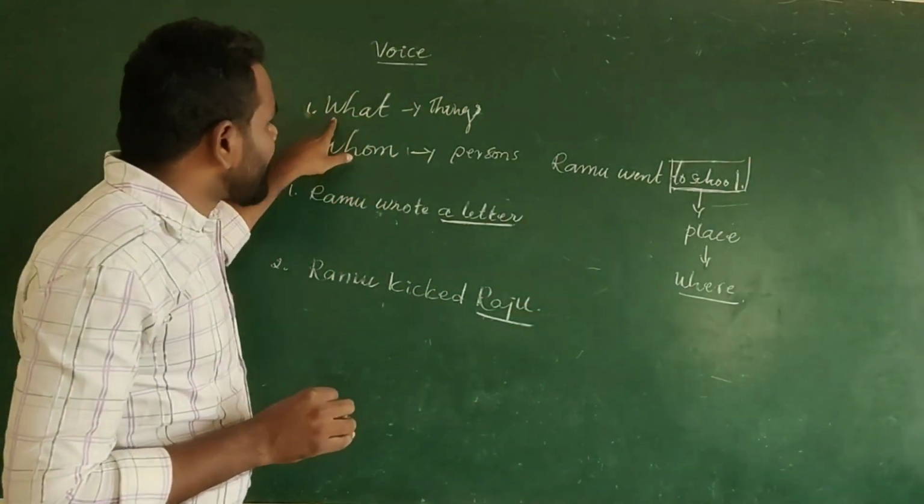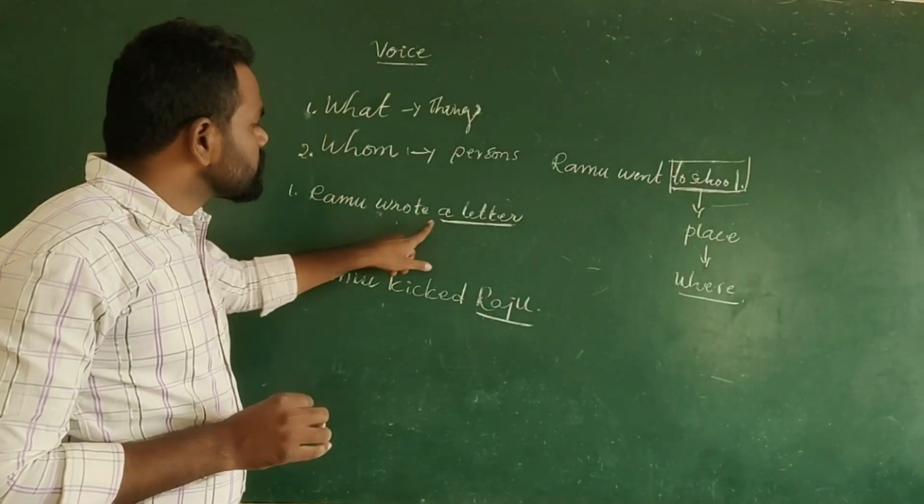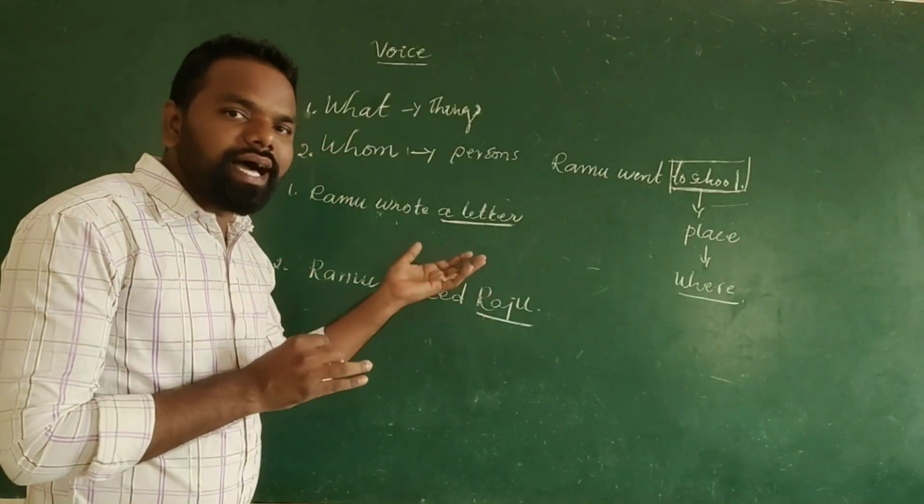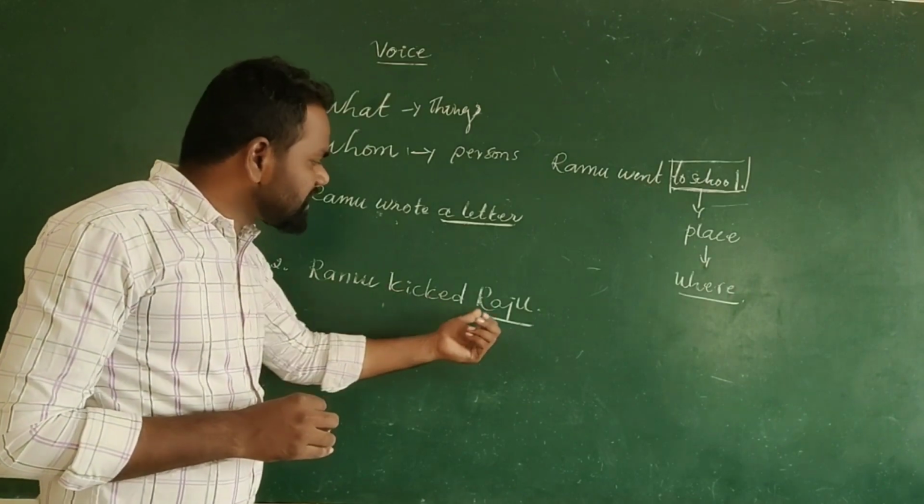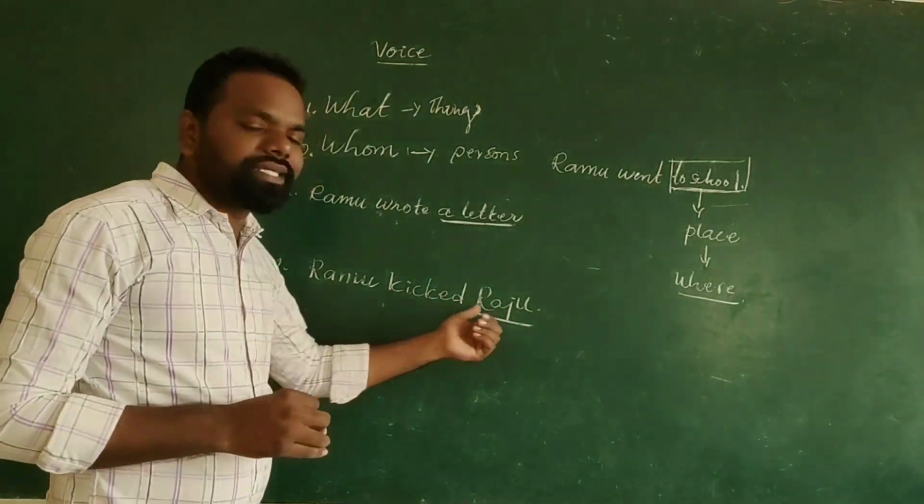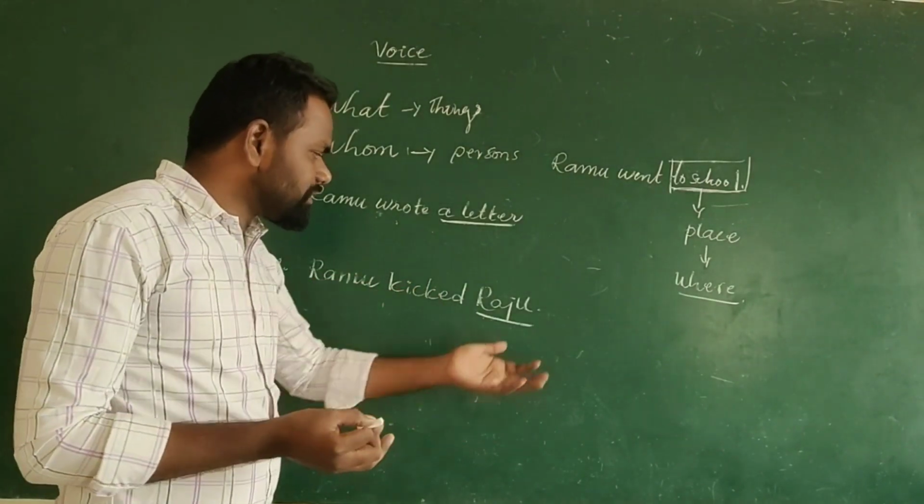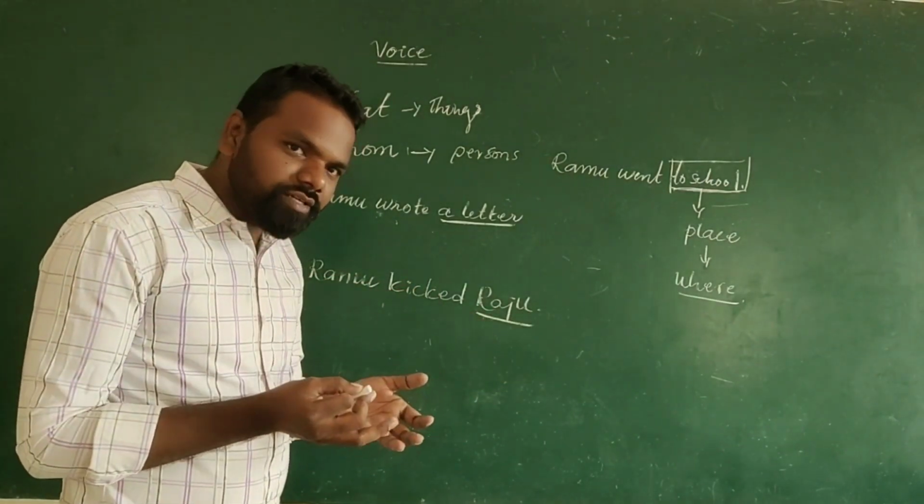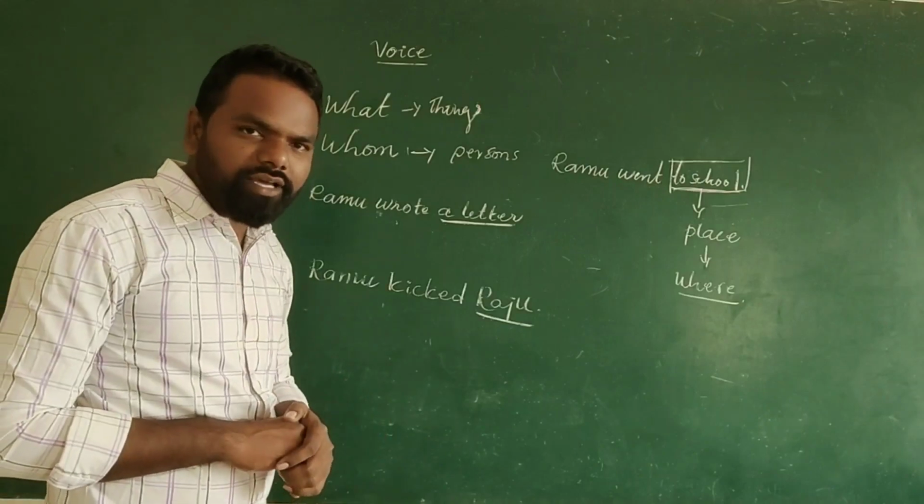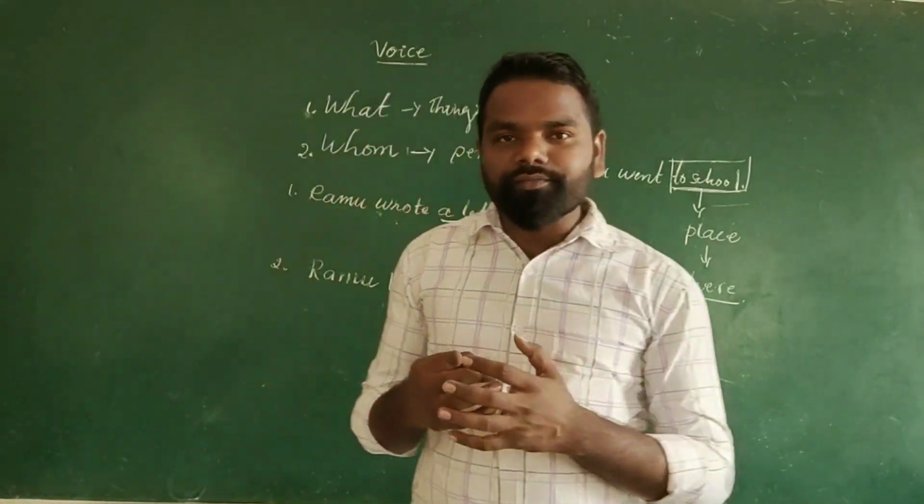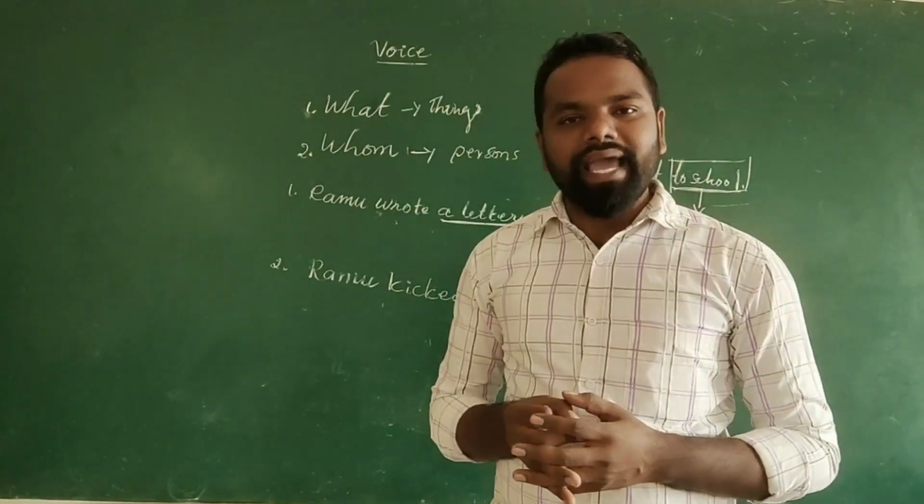Good. Now, what? Whom? Ramu wrote a letter. What did he write? A letter. Ramu kicked Raju. Ramu kicked whom? Whom did he kick? Raju. Now we are getting an answer. So persons as well as things. And now let us change the two sentences into passive voice.